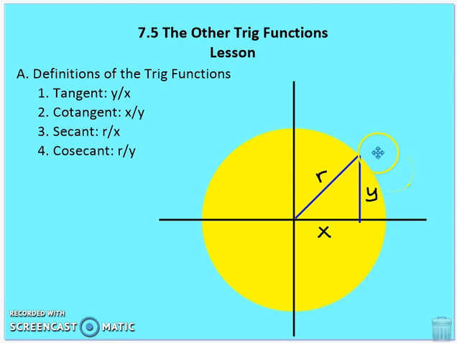So the way that I remember it is that there always has to be a co in the pair: tangent, cotangent; secant, cosine; and sine and cosecant. There always has to be a co in the pair, and there's only one co in the pair.